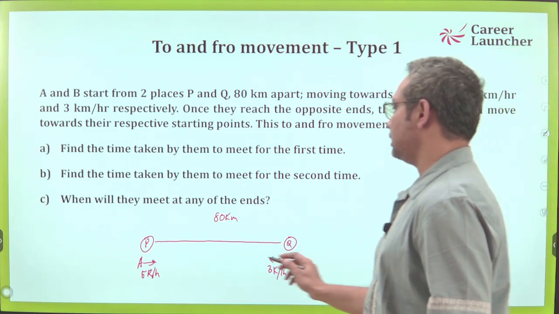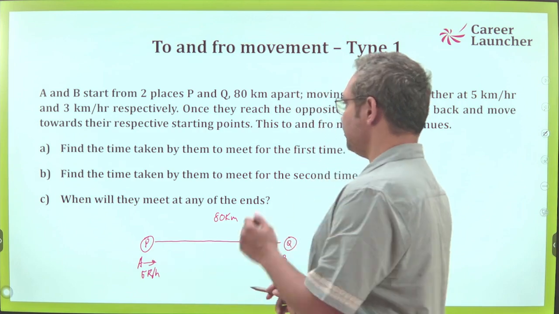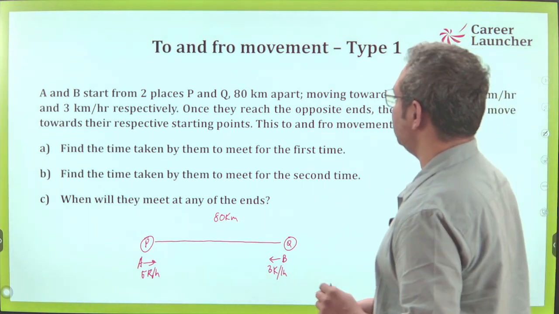So that means they will keep on going. A will go here, then come back and again go. B will keep doing the same. And we have to first figure out the time taken by them to meet for the first time.